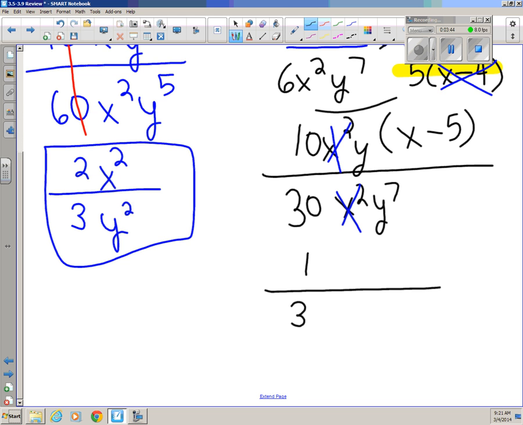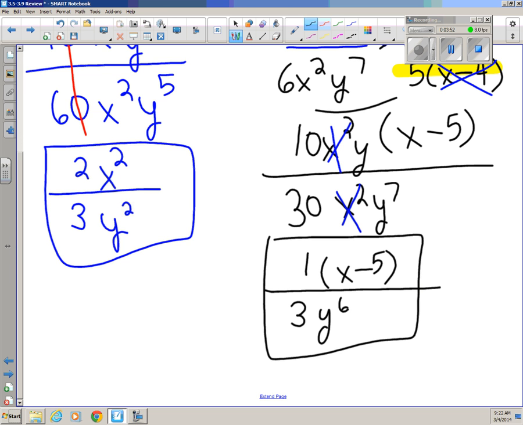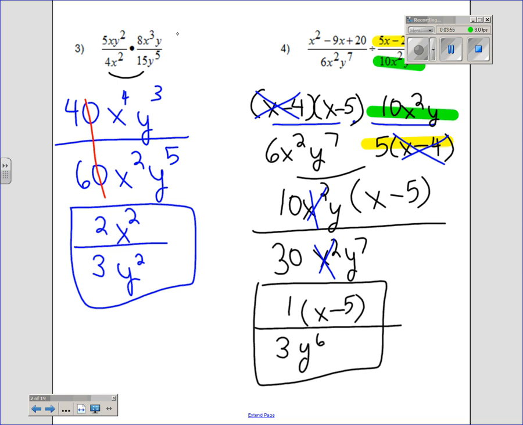There's more y's on the bottom by 6, and you can't forget that that binomial x minus 5 has to stay on top. So your final answer for that, 1 is irrelevant up top, but it's going to be x minus 5 over 3y to the 6th.